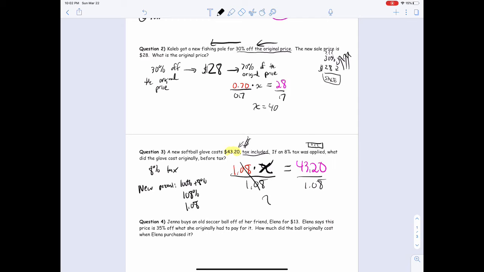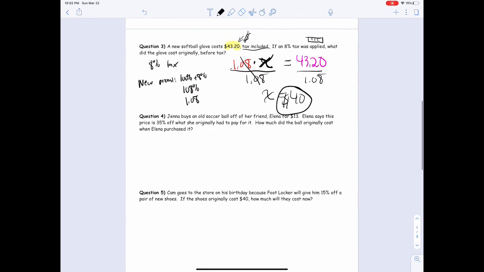1.08, divide both sides, you'll get x equals 40. So on the shelf, it really costs 40, but the government is going to make you pay 43.20. All right, what I want you to do, pause the video, try number 4 and 5.